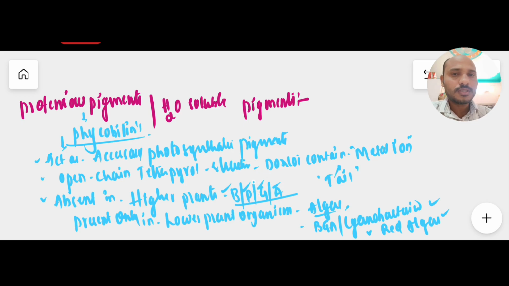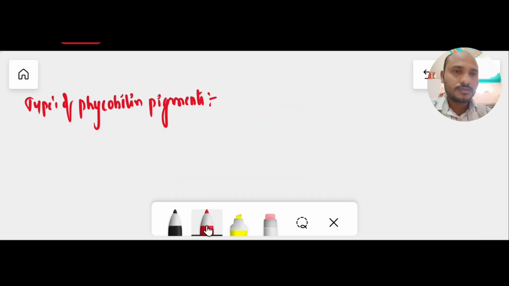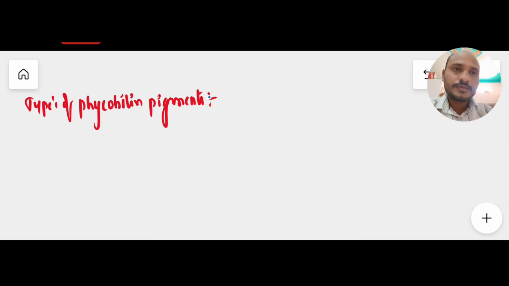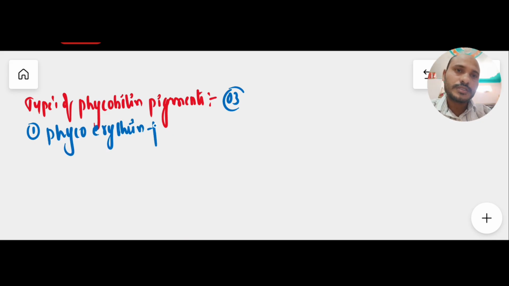Now we will discuss the different types of phycobilins. Here, the types of phycobilin pigments. Generally there are three types of phycobilin pigments present. The first and most important phycobilin pigment is phycoerythrin, which is present in two forms: R-phycoerythrin and C-phycoerythrin.